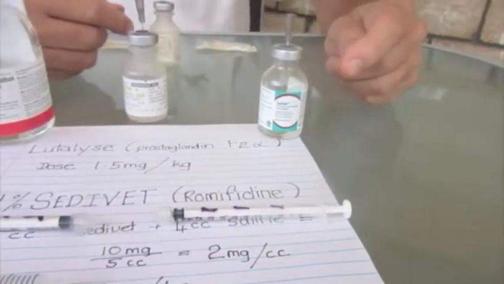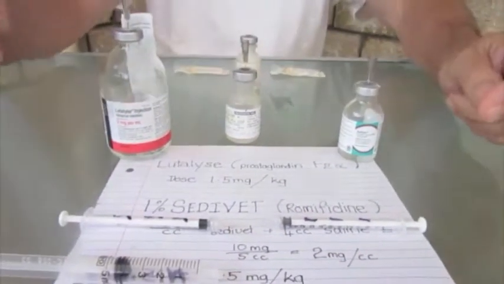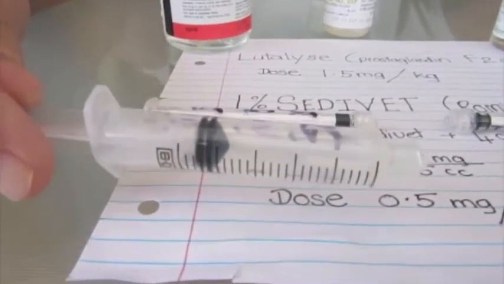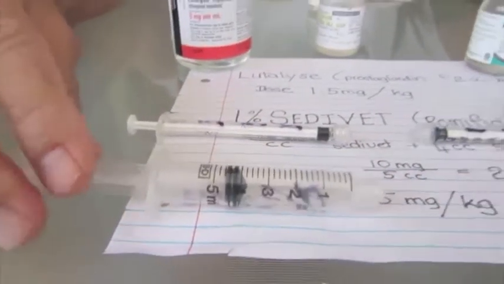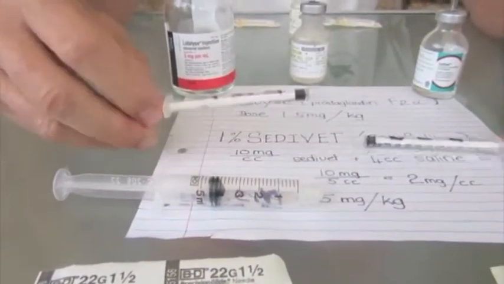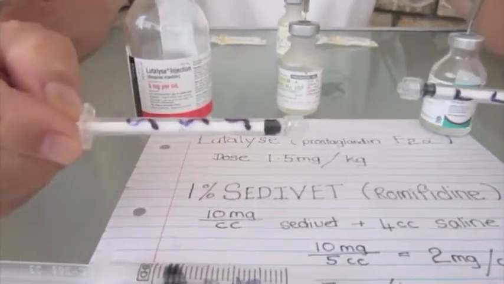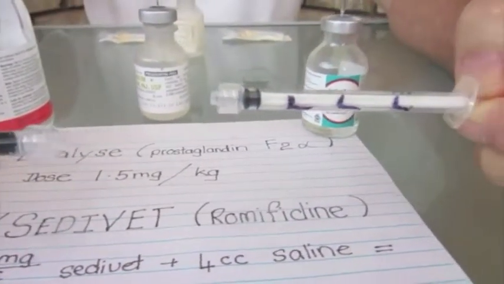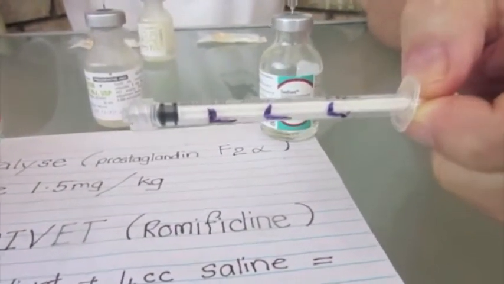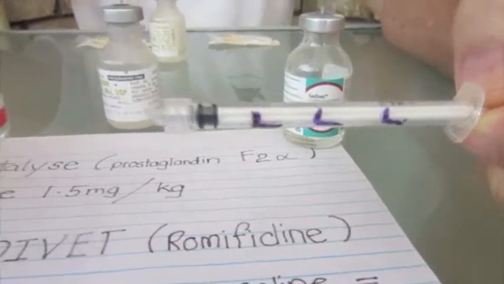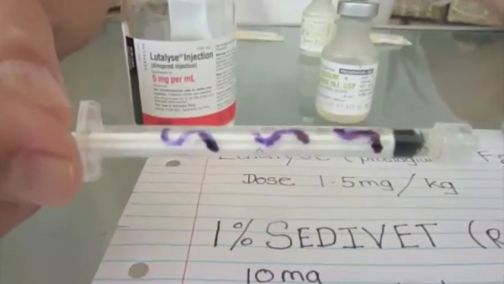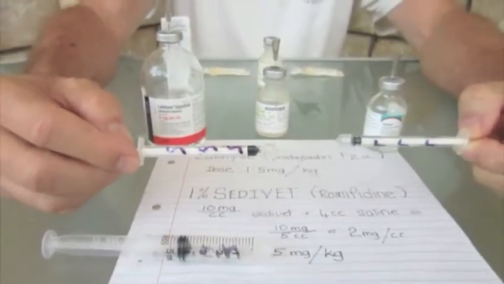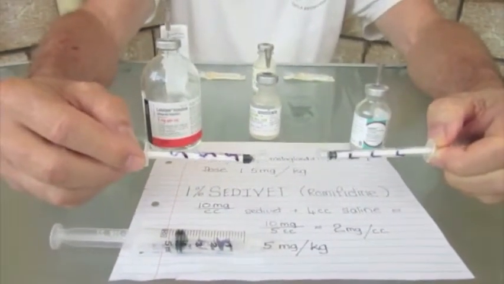The tools we use for the dilution process are a 5 cc syringe for the normal saline, and we favor tuberculin 1 cc syringes for the injection process. We label them L for Lutalice and S for Sedivet. This is to avoid confusion later on, and it's quite easy to get confused.